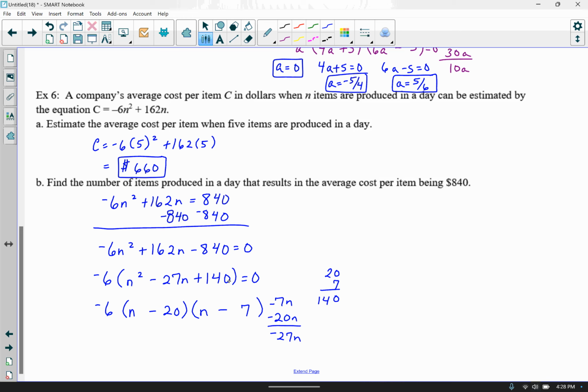Now here, I set all of my factors that have letters with them equal to 0. Negative 6 does not have a letter with it, so it does not get set equal to 0. So I only set n minus 20 equal to 0 and n minus 7 equal to 0. I'll pull that 20 over, so n equals a positive 20. That's one of my answers. Pull that 7 over, so n equals a positive 7. So when they produce 7 items or 20 items, the company's daily cost would be $840.